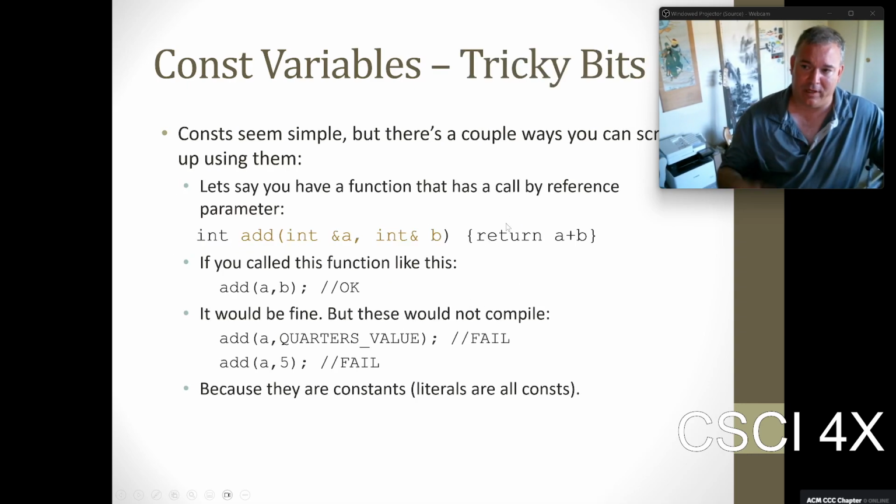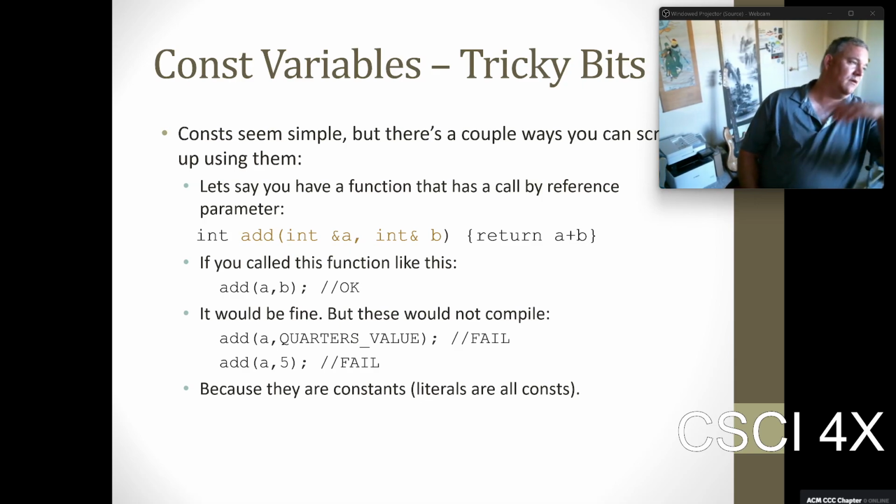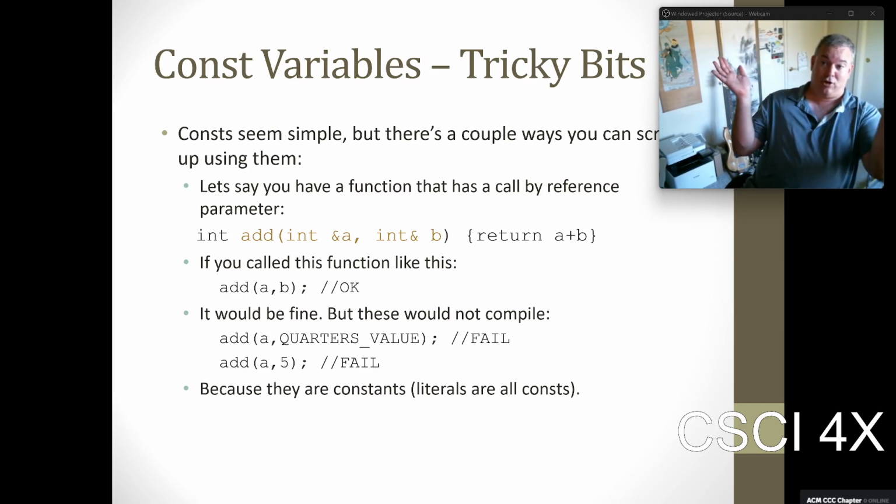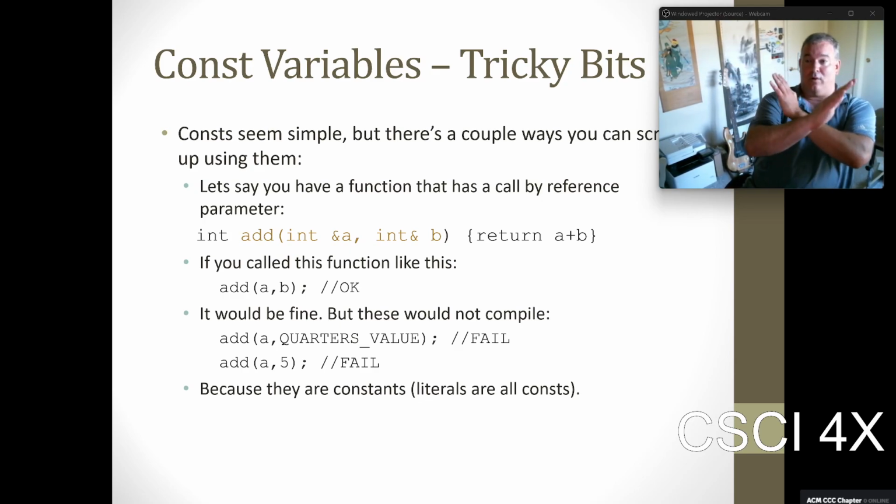Now, there's a couple tricky bits with constants. You cannot pass a constant to a call by reference parameter, and the reason for that is because call by reference parameters allow you to change it, right? And so if you were to pass either a numeric literal like the 5 there, or quarters value, which holds 25, if you were to pass that call by reference, then the call by reference function would be able to change it. And that's not allowed. And so it will give you a compilation error.